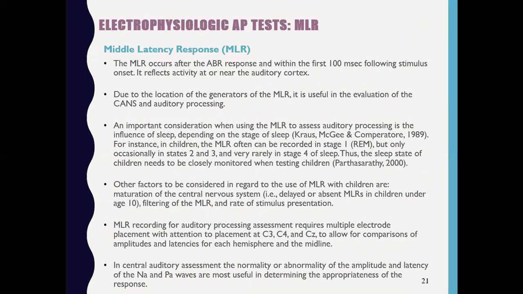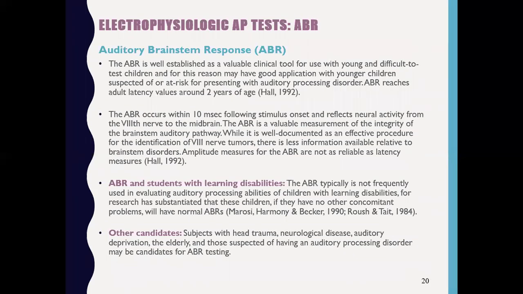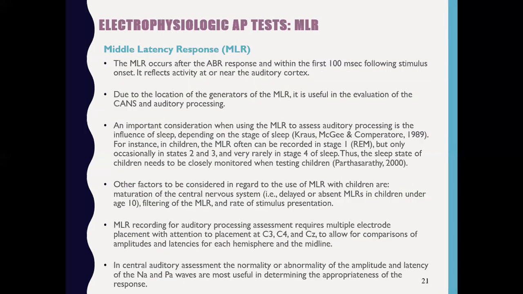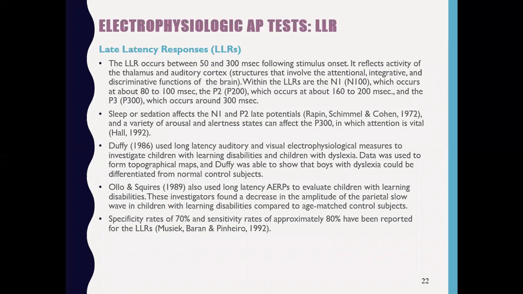So these slides discuss, again, each of the electrophysiology tests, where the response occurs, and what that test is used for most appropriately. It also discusses the abnormality for central auditory processing. So for example, the MLR here, it says that you're looking at the amplitude and latency of certain waves to see if it's abnormal. So is it delayed latency? What's the abnormality? The same thing for all of these.